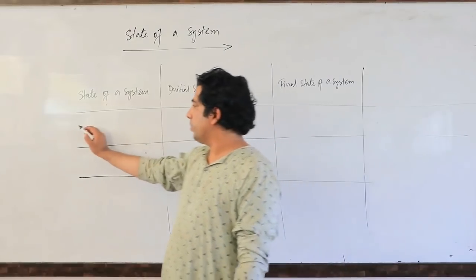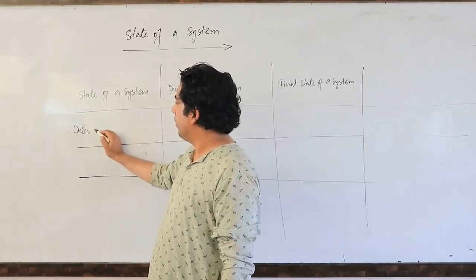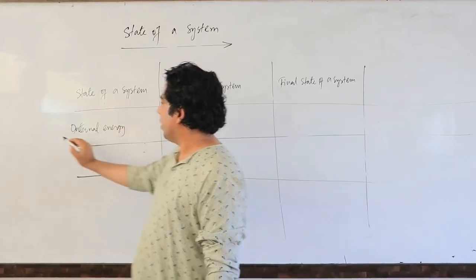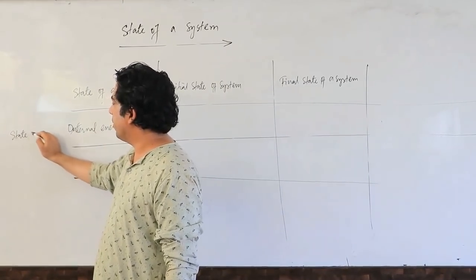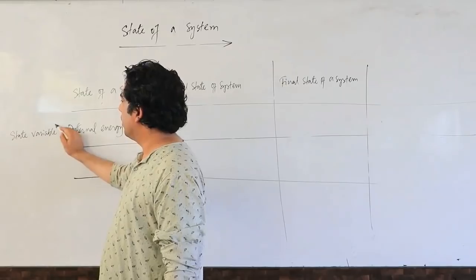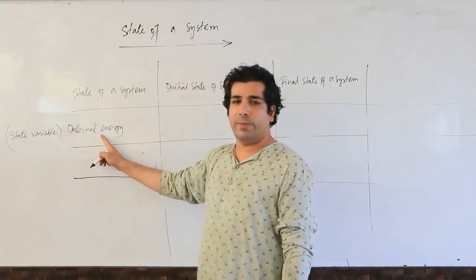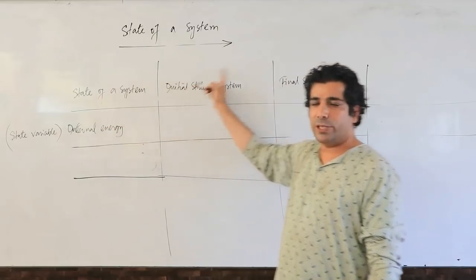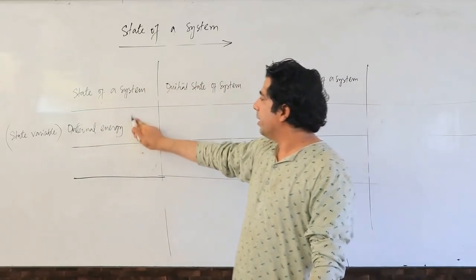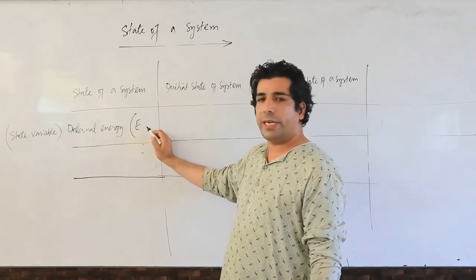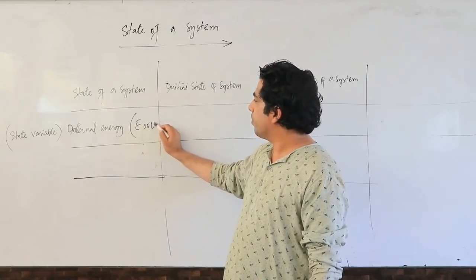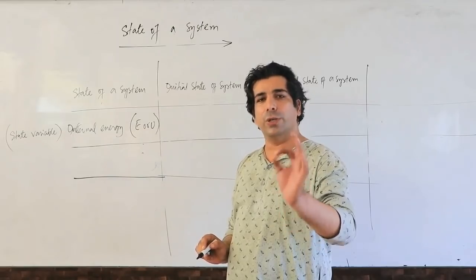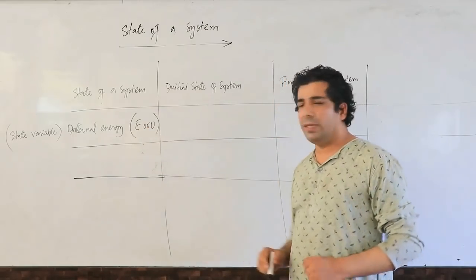Let us talk about one more state variable here, that is internal energy. So my dear friends, this is again our state variable. If I change this state variable, that is internal energy, then the state of the system will also change from initial to final. Internal energy can be denoted by either E or U. So you can use either symbol. Let us take symbol E.